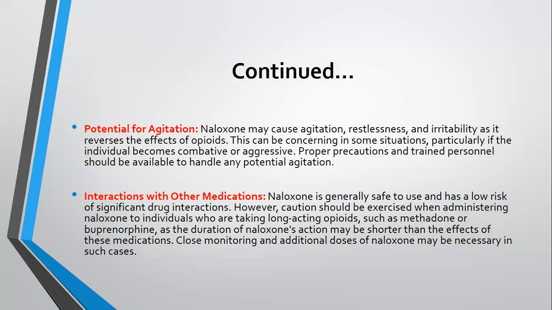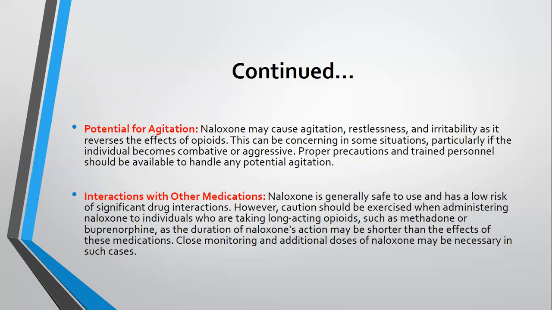Potential for agitation. Naloxone may cause agitation or irritability as it reverses the effects of opioid. This can be concerning in some situations, particularly if the individual becomes combative or aggressive. Proper precaution and trained personnel should be available to handle any potential agitation. This is usually overcome by keeping a personal psychologist which is available to the patient 24/7, so he guide him to how to overcome the opioid overdose and the side effects of naloxone.